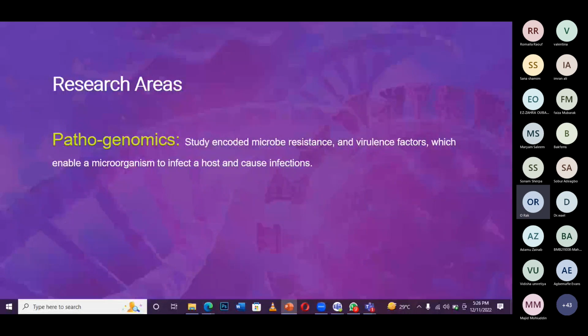So the first thing that should come to your mind is this area of microbial genomics research is based on what? Please, can you give me an answer in the chat room?